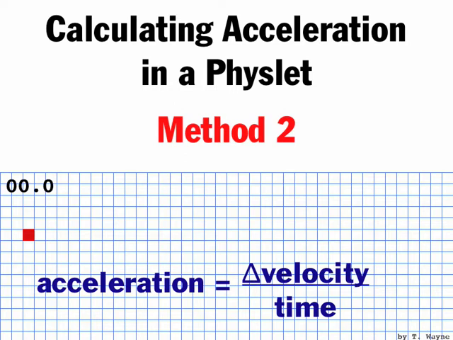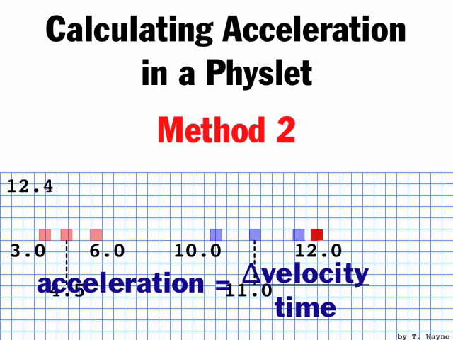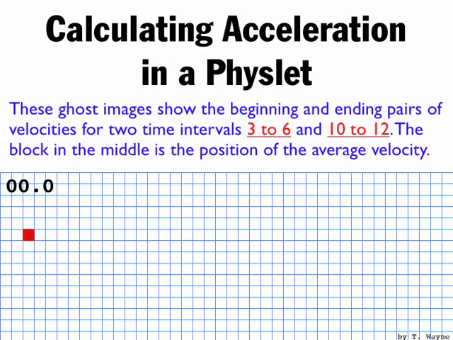Our second method involves the definition of acceleration. Acceleration is defined as the change in velocity over time. That actually becomes our v equals v naught plus at formula that we've memorized. And so what we're going to do is find two different velocities and the time between them. And then we'll use this formula, this definition, to find the acceleration.